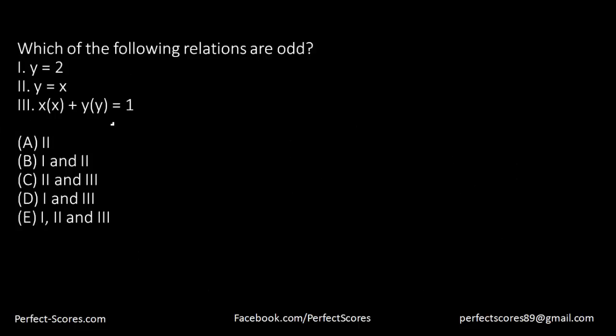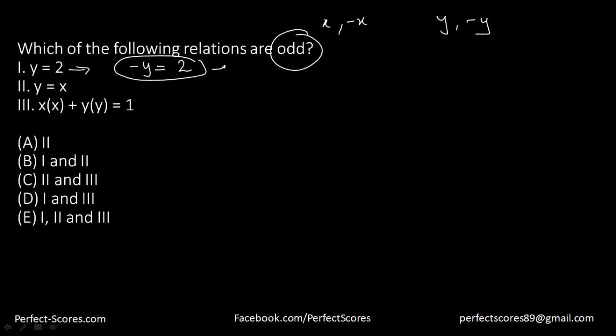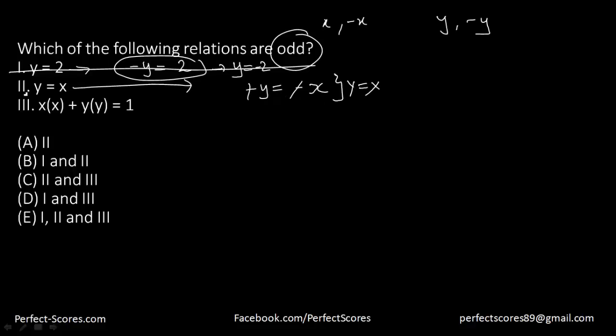So the next one says, again, which of the following relations are odd? How are you going to check whether this relation is odd? You're going to replace x with negative x and y with negative y. Now here, if I replace y with negative y, the function becomes negative y is equal to 2. That means the function becomes y is equal to negative 2. That means the function has changed, so this is not an odd function. Let's check this one. If I replace y with negative y and x with negative x, the function remains y is equal to x only. That means this is an odd function.